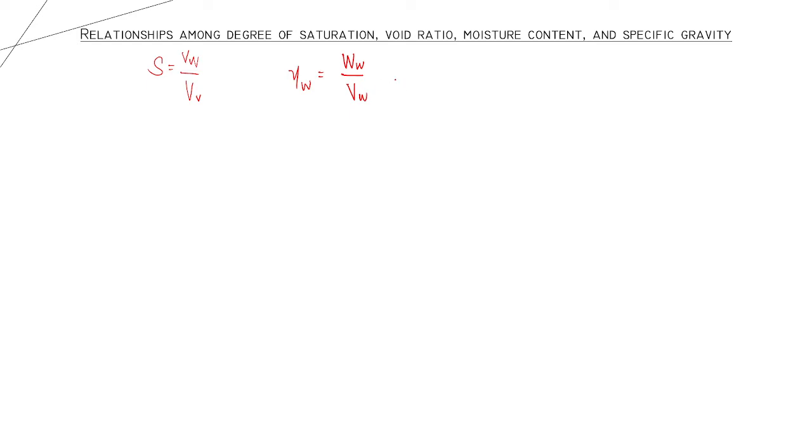So you can write moisture content times specific gravity all over volume of water times the unit weight of water. So cancel, and then volume of water is equal to moisture content times the specific gravity.